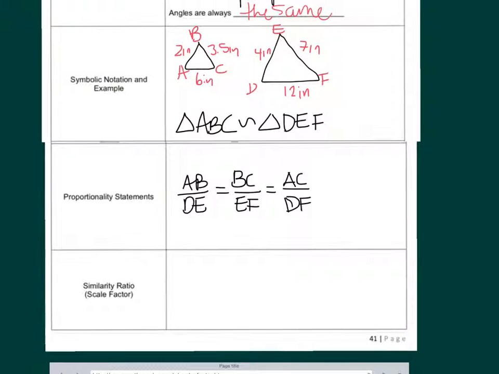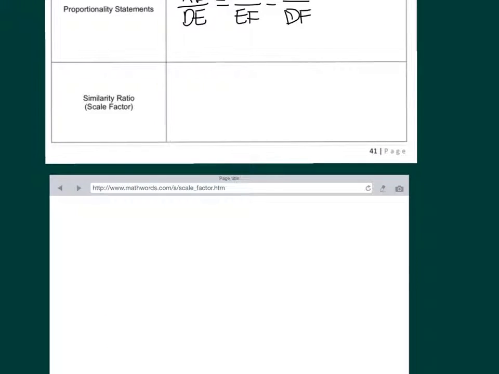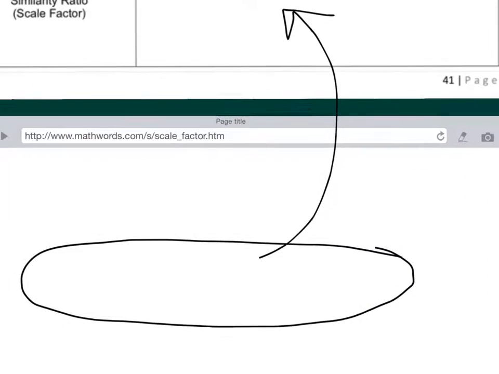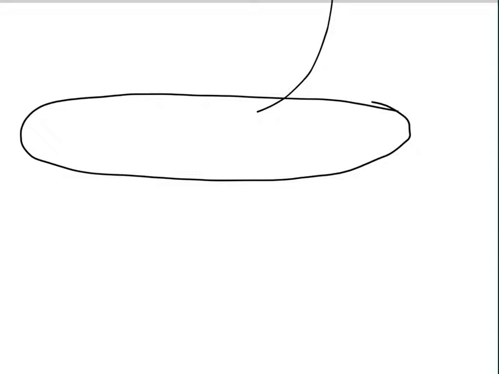Now for the scale factor, we're going to take a look at this website. So here's what it says. I want you to go ahead and copy what's written here in this box. So let's read it together. Let me go ahead and zoom in for you so you can see it a little bit better. It says that the scale factor is a ratio of any two corresponding lengths in two similar geometric figures. We'll take a look at this note in a moment, but go ahead and write that again. The scale factor is the ratio of any two corresponding lengths in two similar geometric figures.